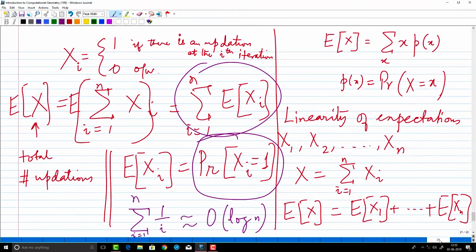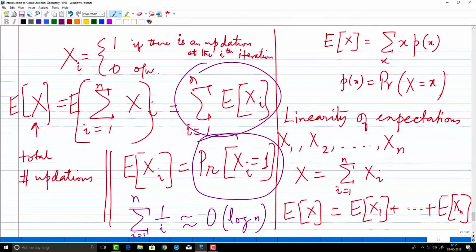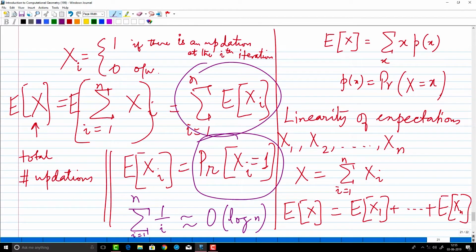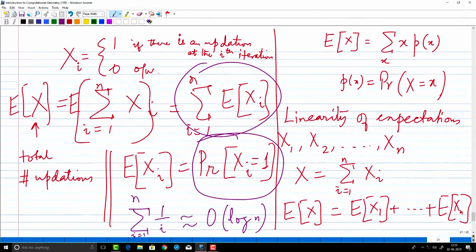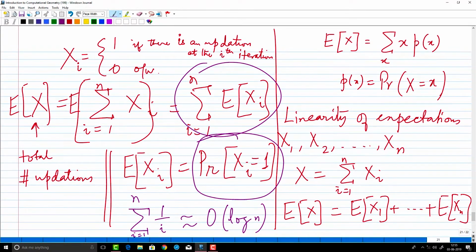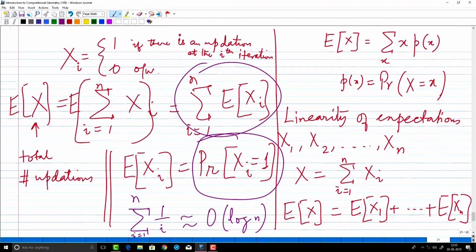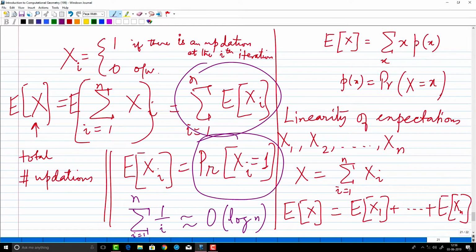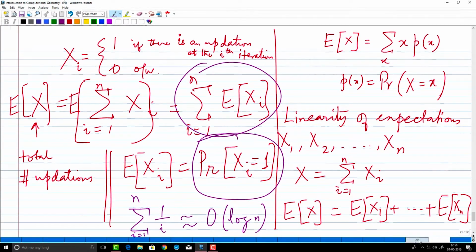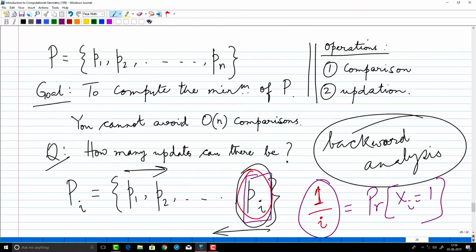The x i was like, if there is an updation at the ith iteration, and then I looked at capital X, which was the sum of all x i's. So, what is capital X? It is a random variable, because now I attach probabilities to each and every input permutation. So, capital X is all updations when I sum from i equals 1 to n. I am looking at the first, second. So, what was my i?